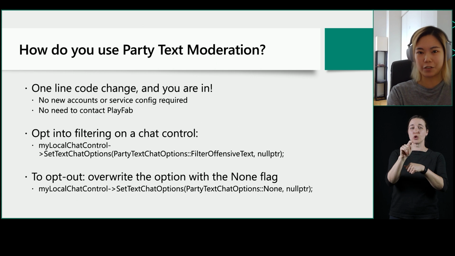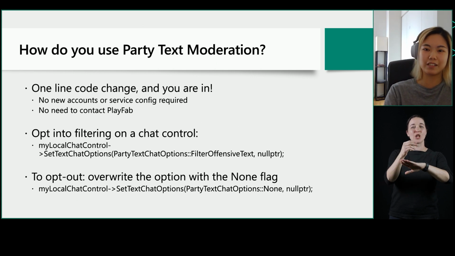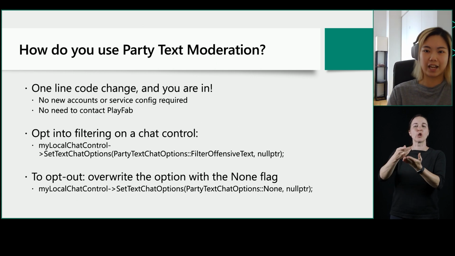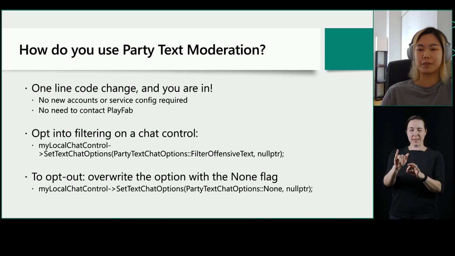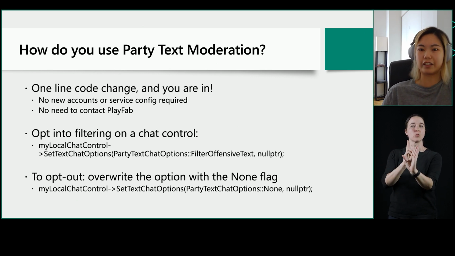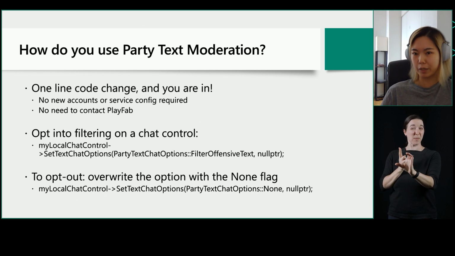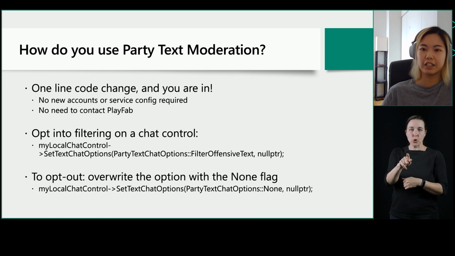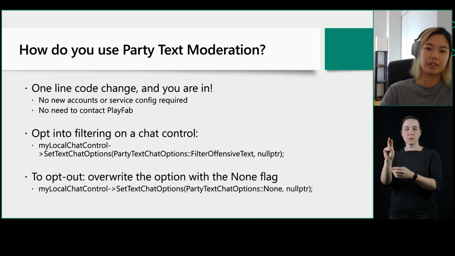My local chat control, set text chat options to filter offensive text. This is how you can opt into filtering on the chat control. And to opt out is also pretty straightforward. You just put the chat option to none.